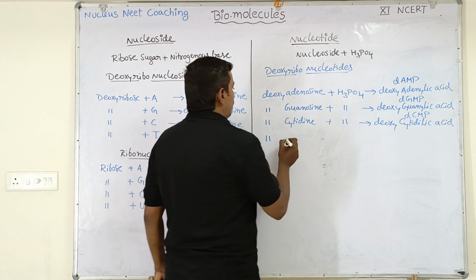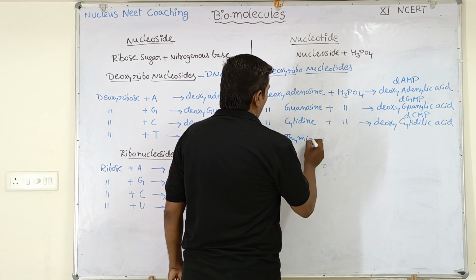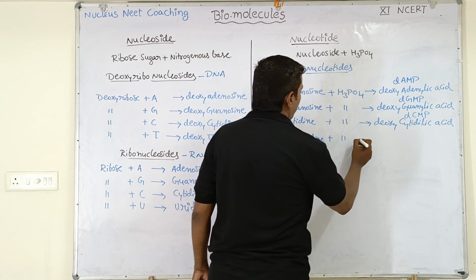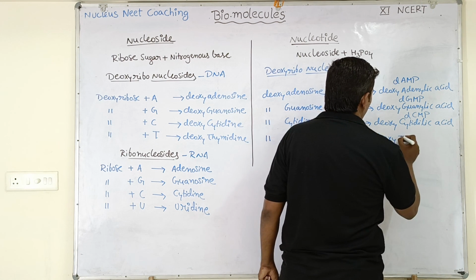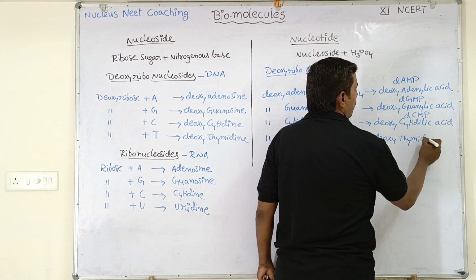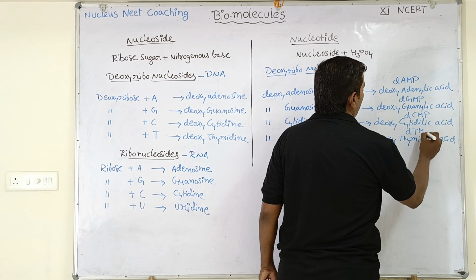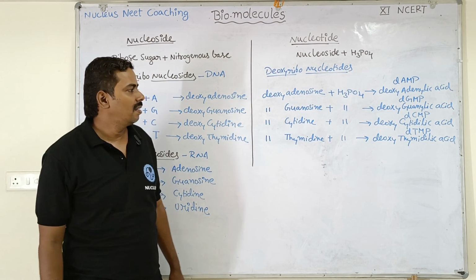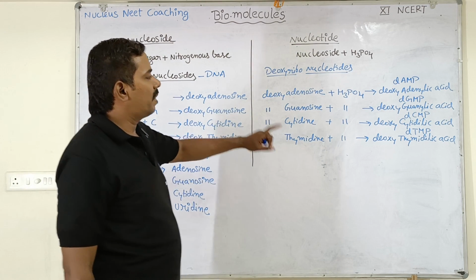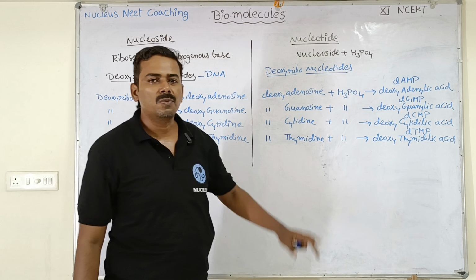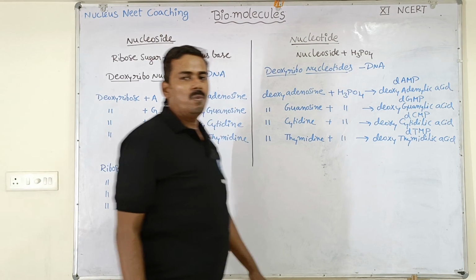Next, deoxythymidine. Deoxythymidine, when it combines with phosphoric acid, it gives rise to deoxythymidylic acid. Thymidylic acid. It can be also called as DTMP. DTMP stands for deoxythymidine monophosphate. Okay, so these are the four types of nucleotides which will be present in DNA, deoxyribonucleic acid.